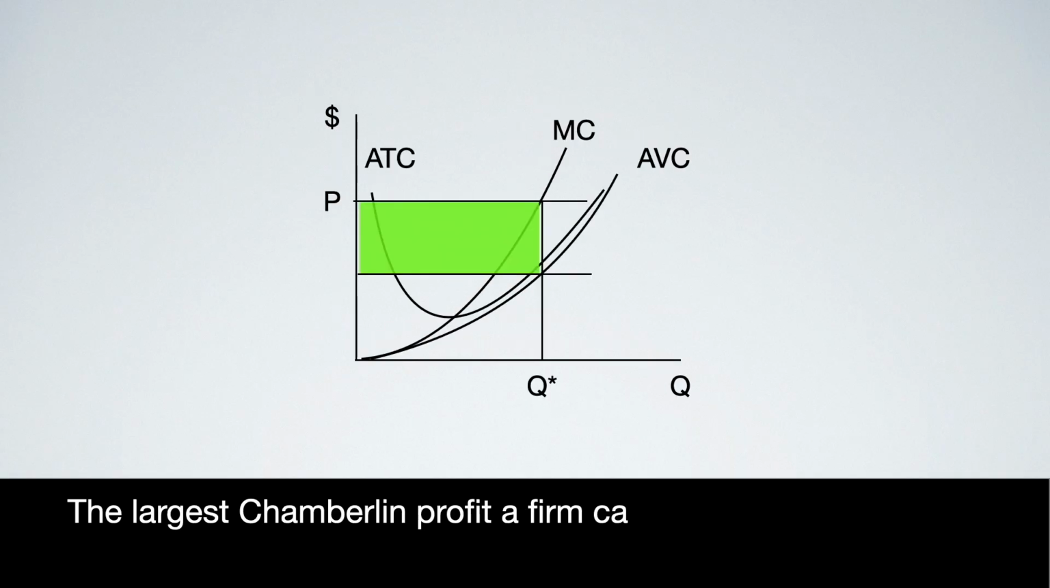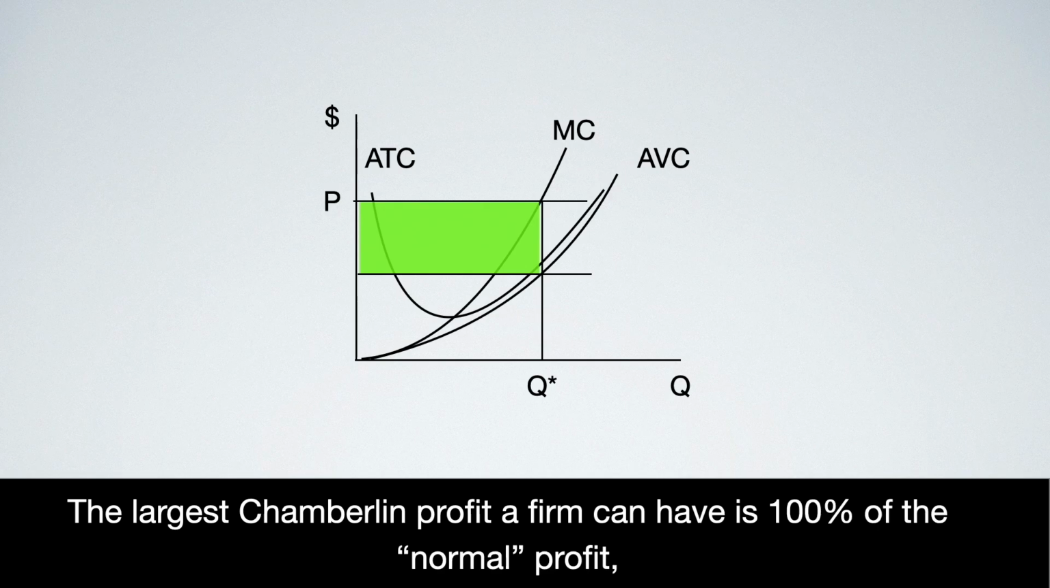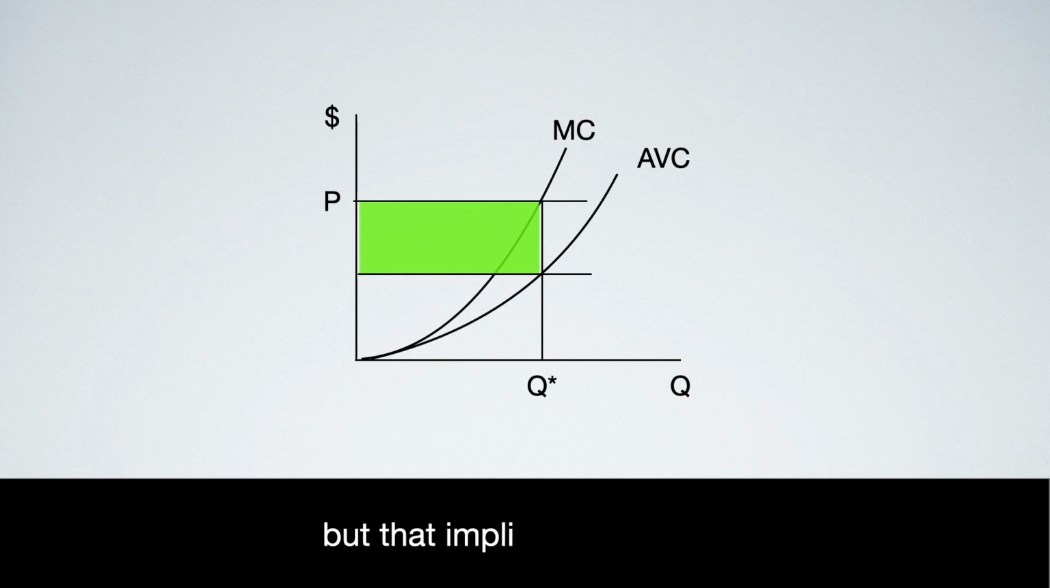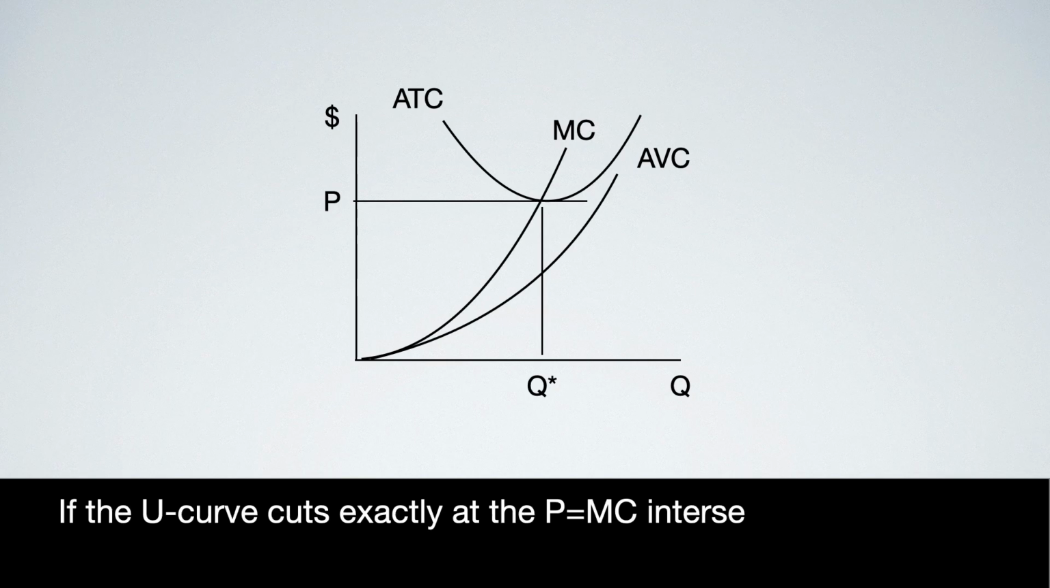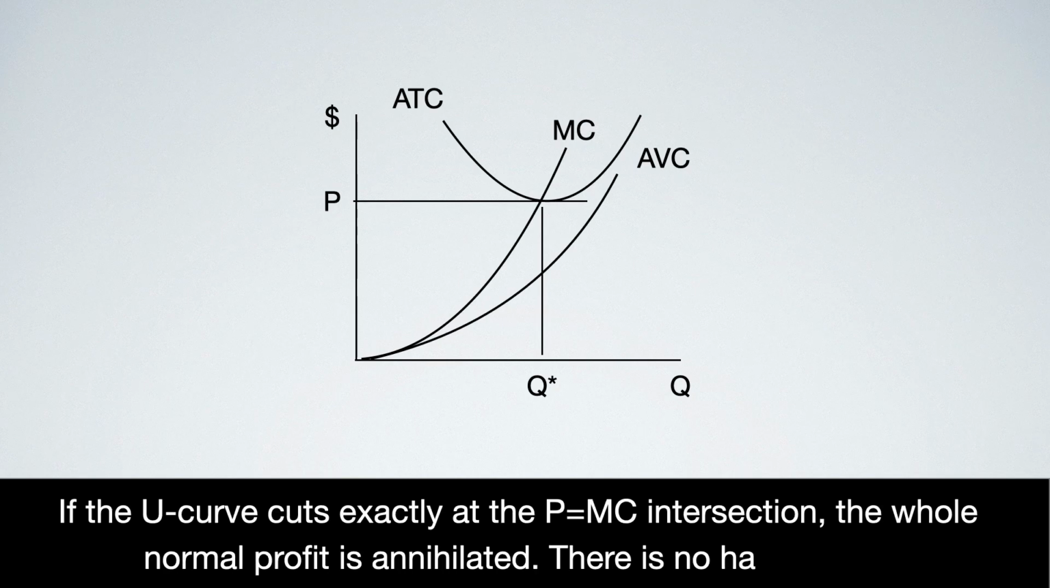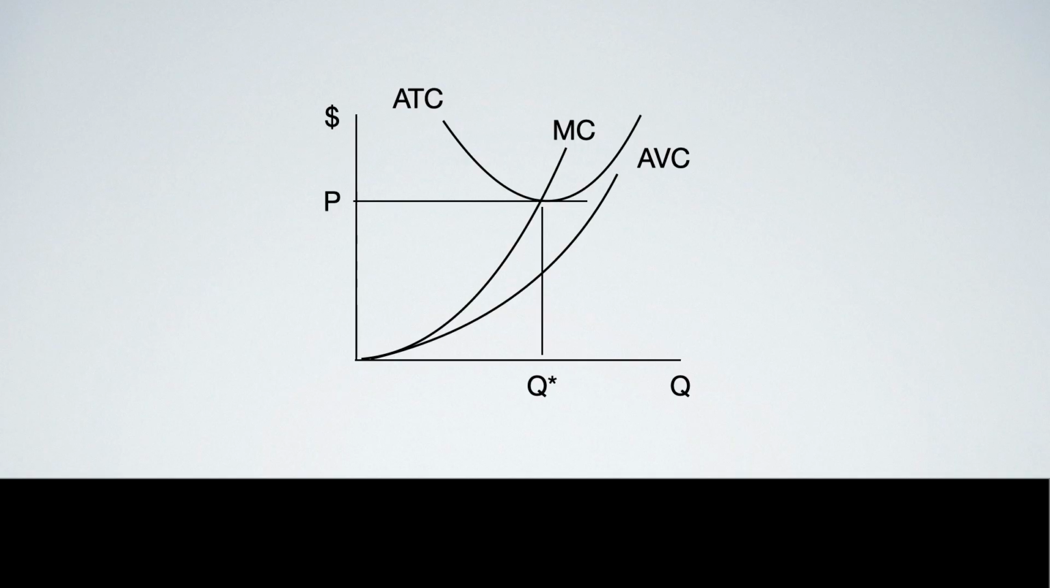The largest Chamberlin profit a firm can have is 100% of the normal profit. But that implies K is 0. If the U-curve cuts exactly at the P equals MC intersection, the whole normal profit is annihilated. There is no hanging on.